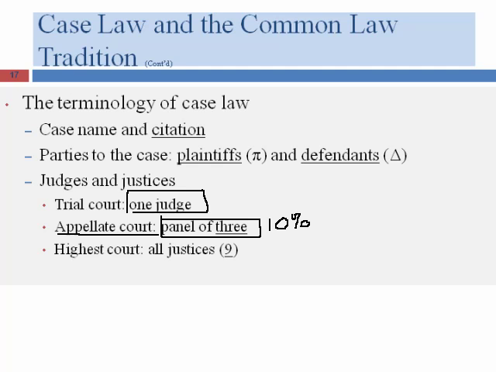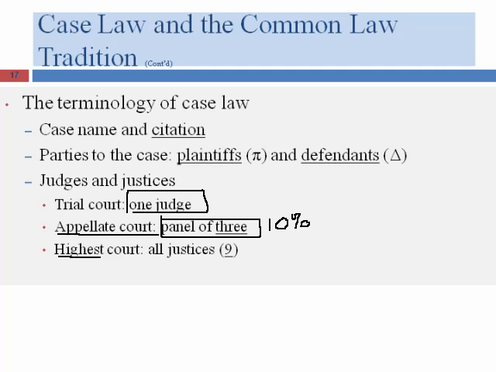So the panel of three judges, yes, they're concerned about doing justice for the plaintiff and the defendant that are before it in that particular case, but they're probably more concerned about establishing a good precedent for the jurisprudence of the state of Texas. They're thinking long-term, not just with respect to these individual litigants. So it's really important they get the right answer. And the idea is, if two heads are better than one, well, three heads are better than one as well. So that's the idea.